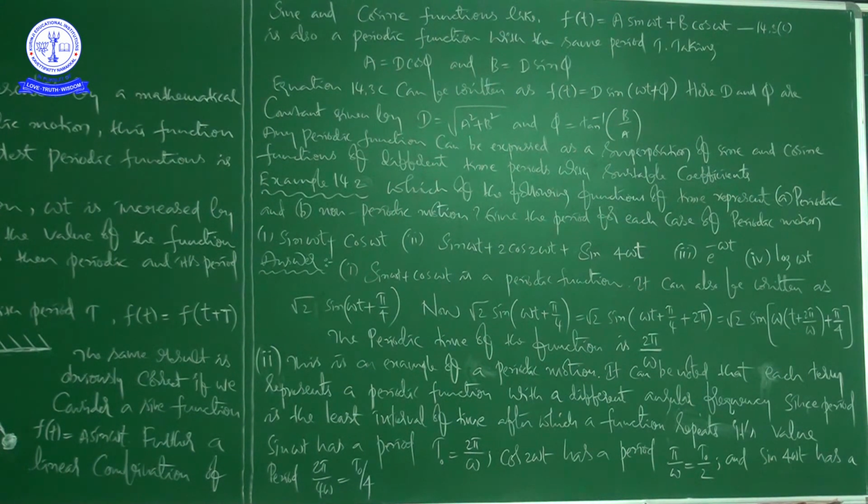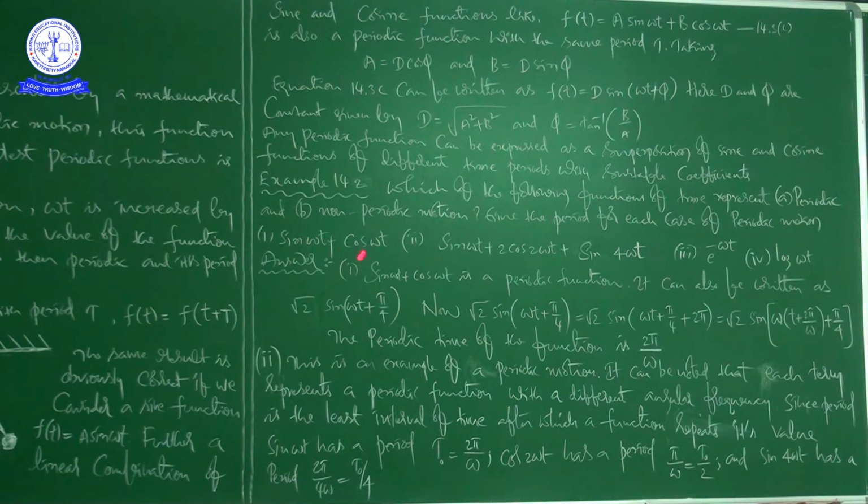We have one example problem now, example 14.2. Which of the following functions of time represent (a) periodic and (b) non-periodic motion? Give the period for each case of periodic motion. He is asking which of the following four functions of time represent periodic and non-periodic motion, and to give the time period for each case of periodic motion.